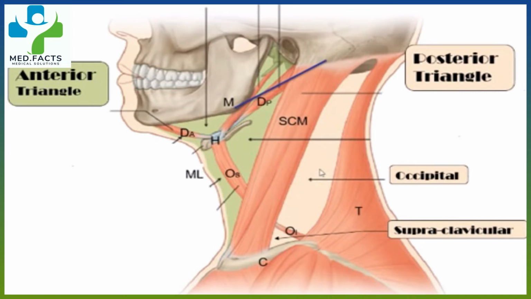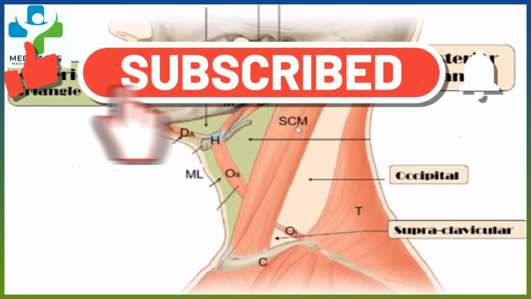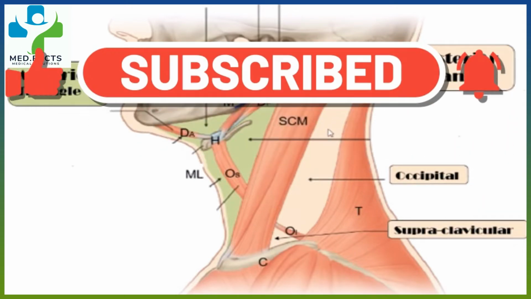So when they ask you the contents, one of the important contents is a very important nerve, the cranial nerve, that is the 11th cranial nerve, which supplies the sternocleidomastoid and the trapezius, that is the accessory nerve. The spinal part of the accessory nerve will be passing through this. So one of the very important contents.